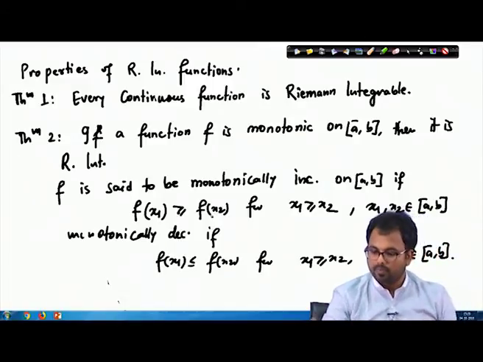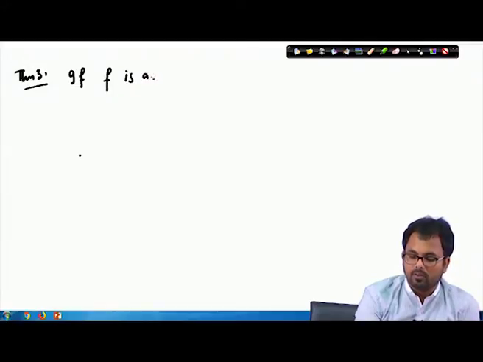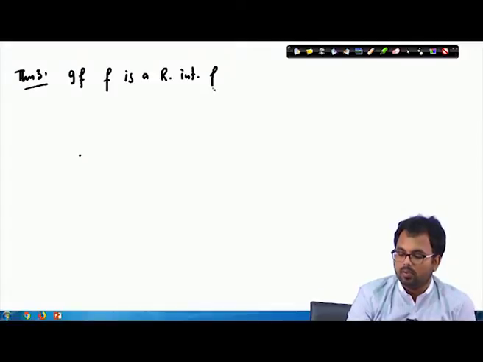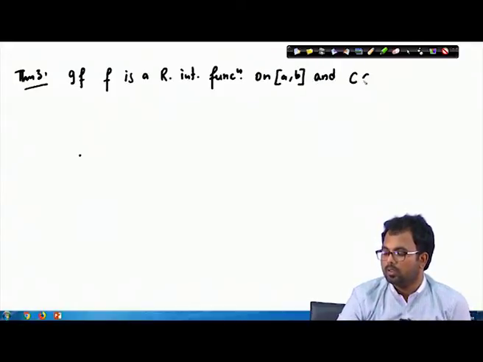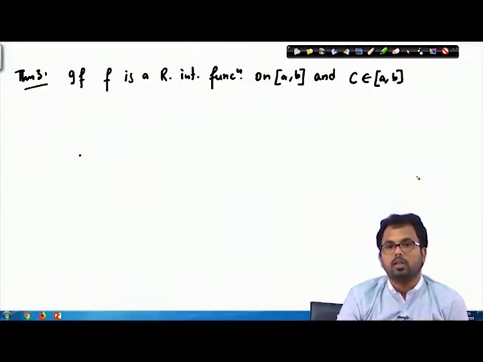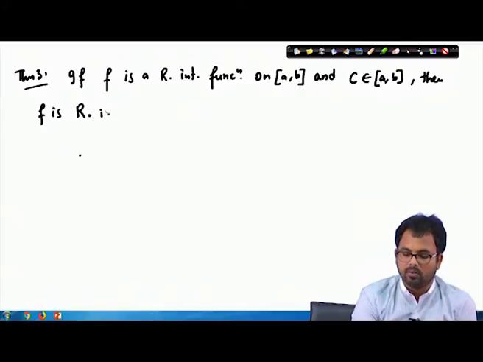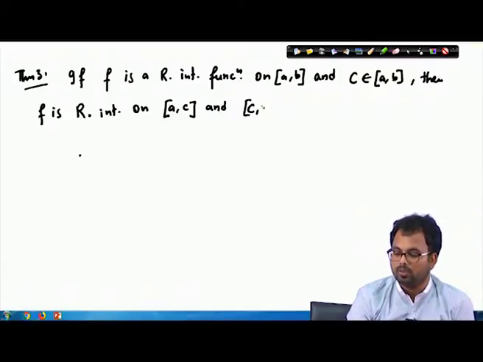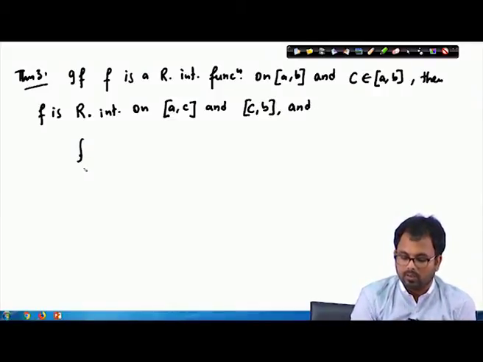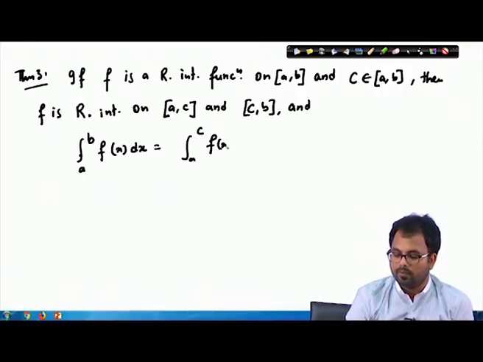The next property, let's list it as theorem 3: if f is a Riemann integrable function on a, b, and c is any arbitrary point in the interval a, b, then f is Riemann integrable on a to c and c to b, and we can write the integral from a to b of f(x) dx as the sum of these two integrals.